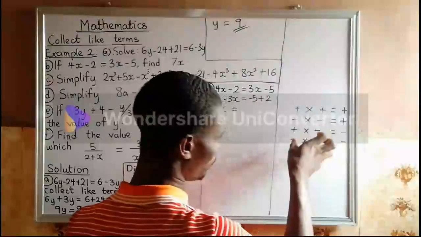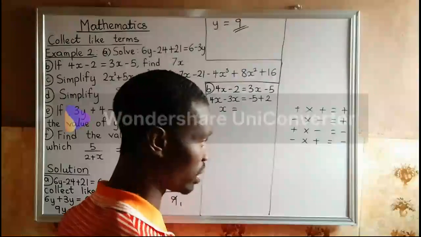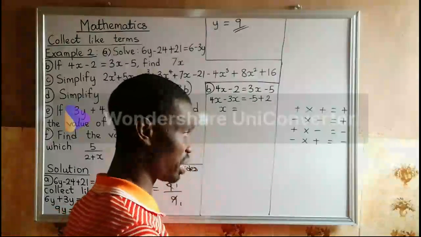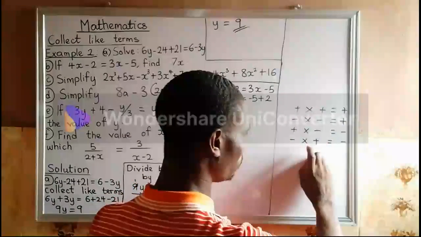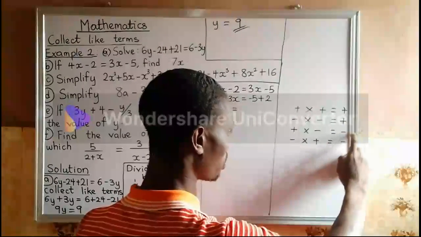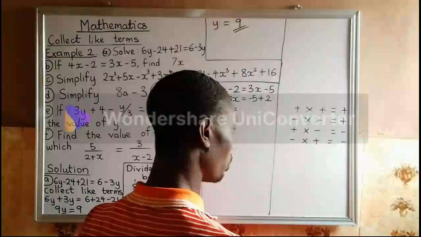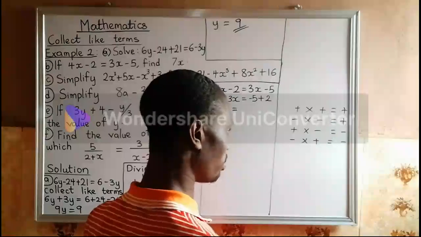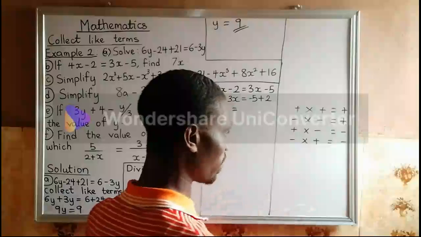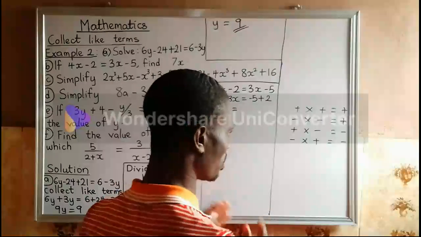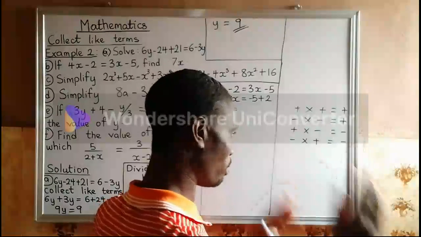But if the signs are different, you are multiplying numbers with different signs, one plus, the other minus, or vice versa, the multiplication's result will be minus. So plus times plus, the sign is the same, plus. Minus times minus, the sign is the same, plus. Plus times minus, the sign is different, minus. Minus times plus, the sign is different, minus.